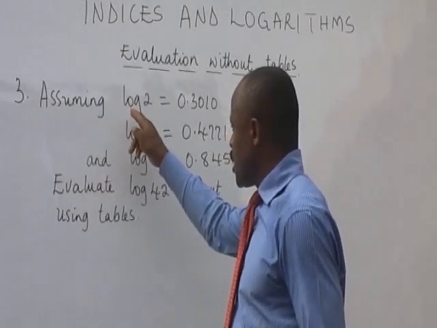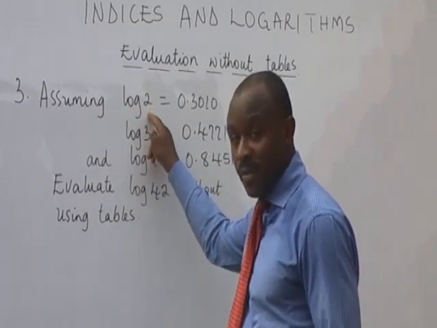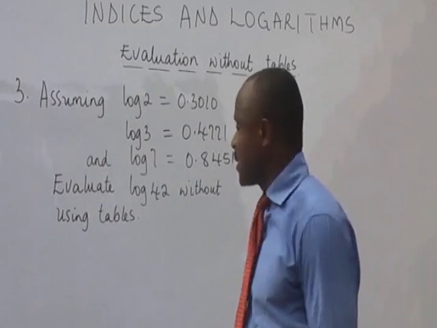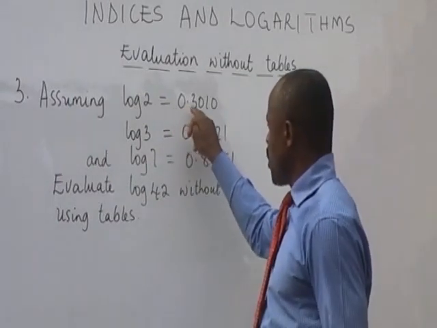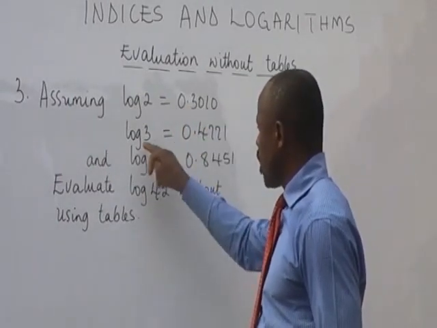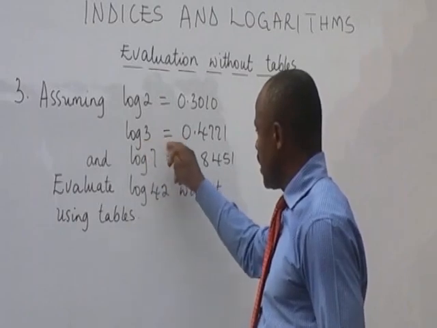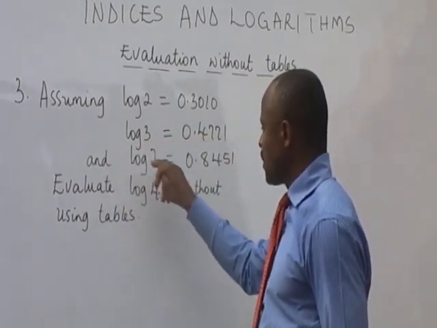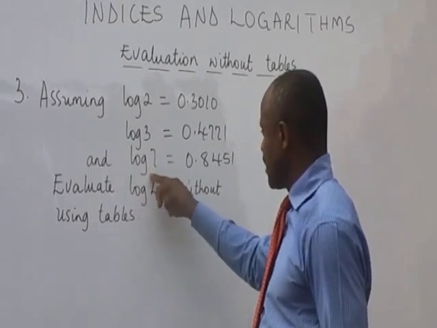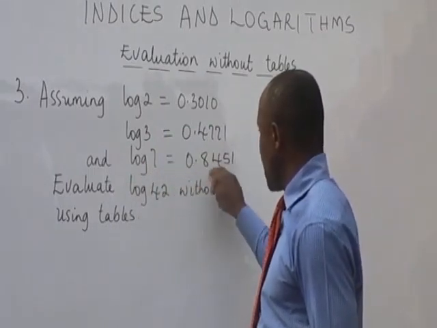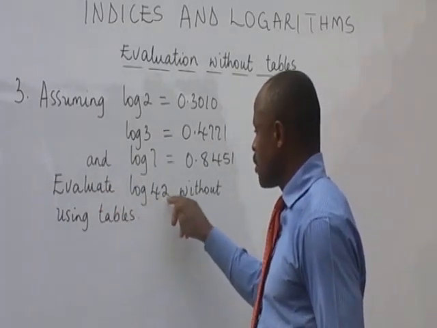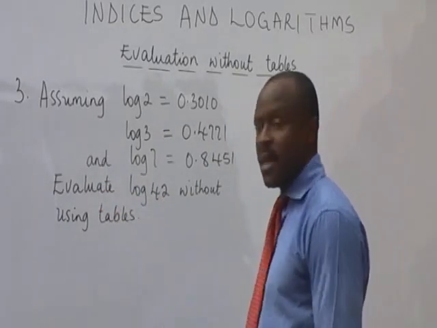Assuming log of 2 to base 10, as there is no base attached, is 0.3010. Log of 3 to base 10 is 0.4771, and log of 7 to base 10 is 0.8451. You are asked to evaluate log 42 without using tables.